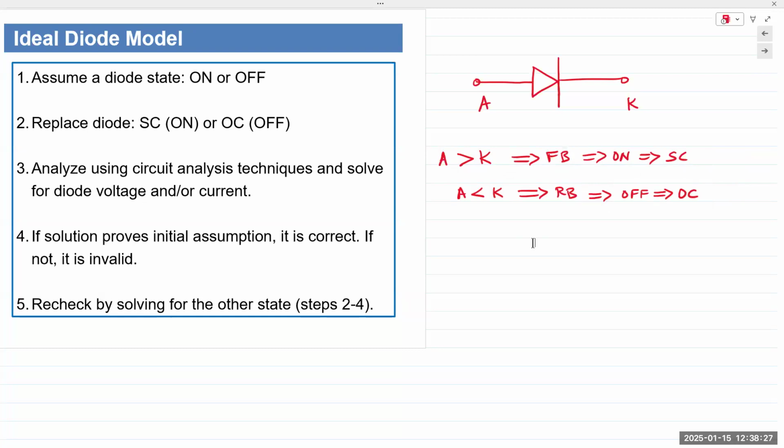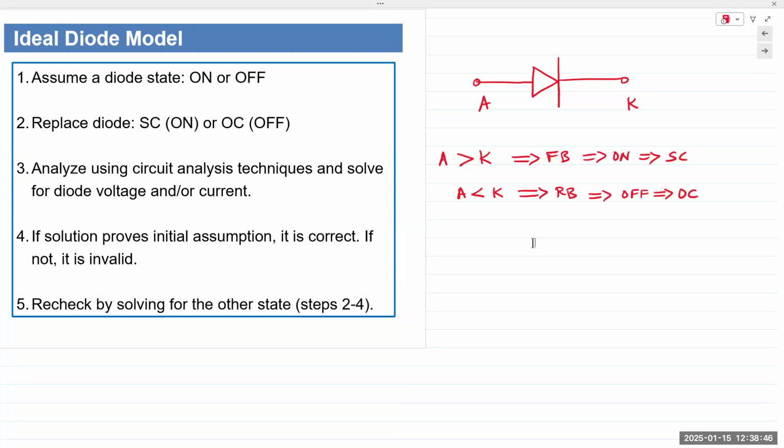So at the beginning, you assume a diode state. It doesn't matter what you assume. Your assumption could be correct or incorrect at the end of the problem. But if your assumption is incorrect at the end, then you have to go back, change your assumption, and start all over again.